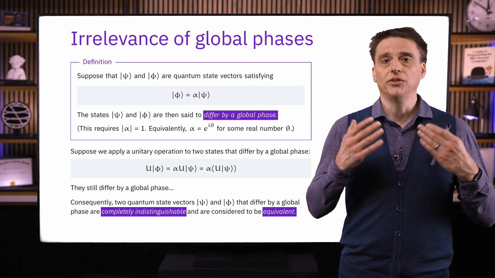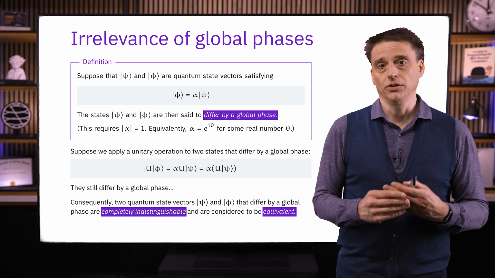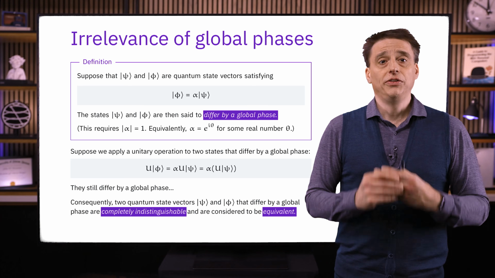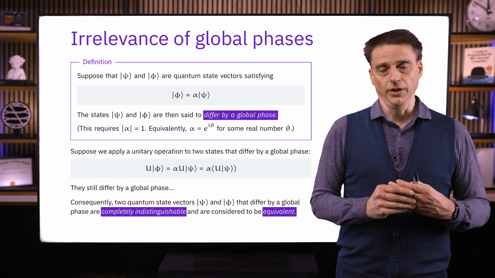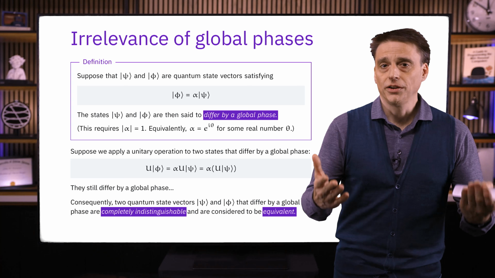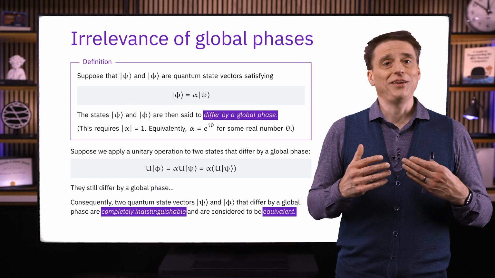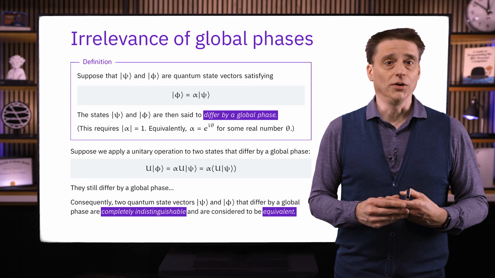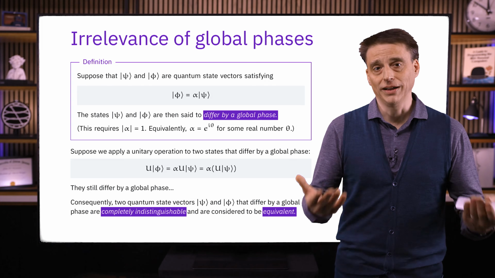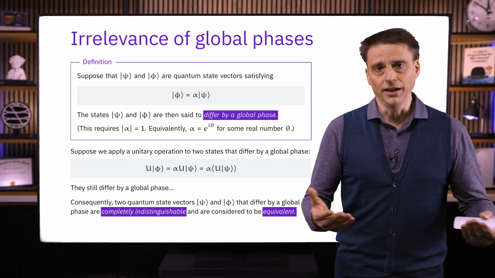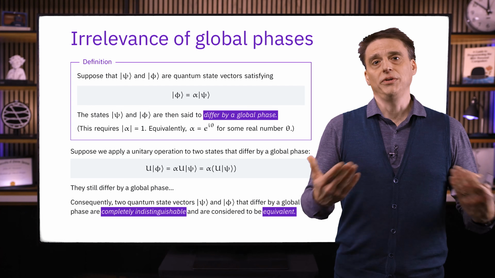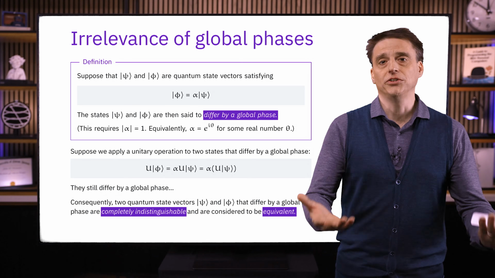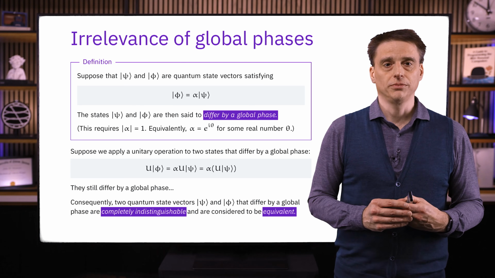And for this reason, we consider these two states to be equivalent, or, if you prefer, that these are just two possibly different vector representations of the same quantum state. Like I said at the start of the discussion, it's basically a degeneracy in how quantum states are described by quantum state vectors. In any case, what this means is that we can simply ignore global phases, just like we did effectively when we described standard basis measurements as projective measurements.